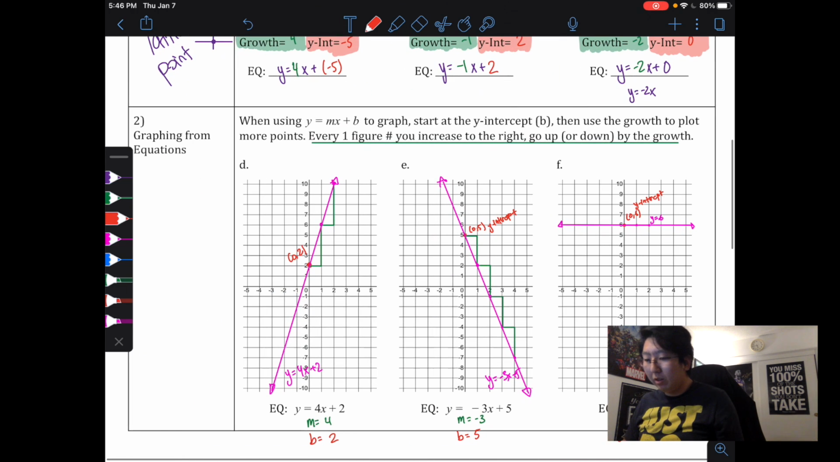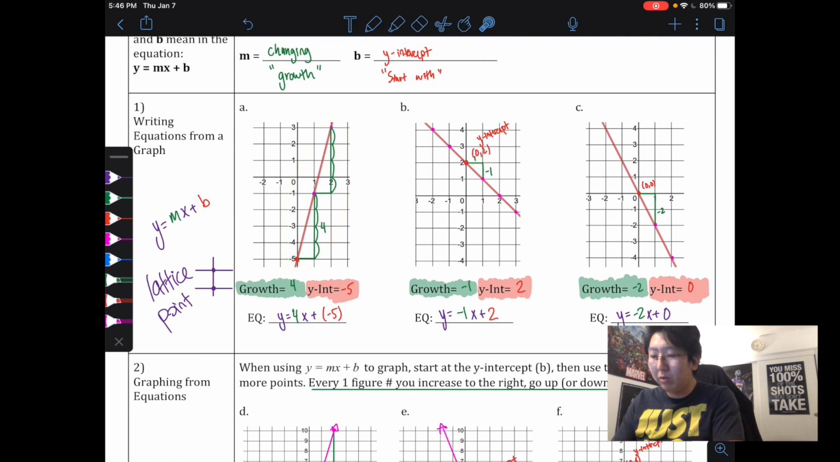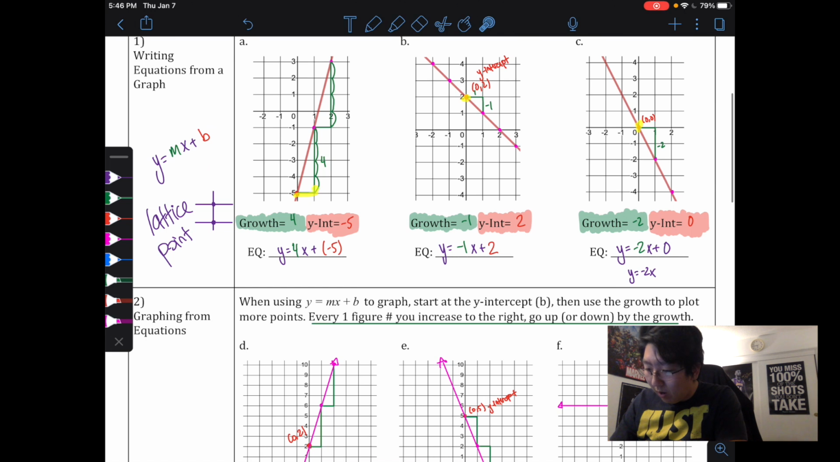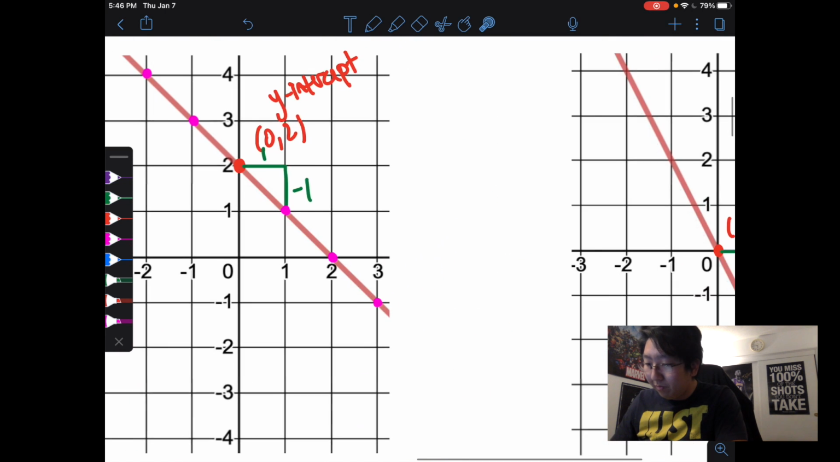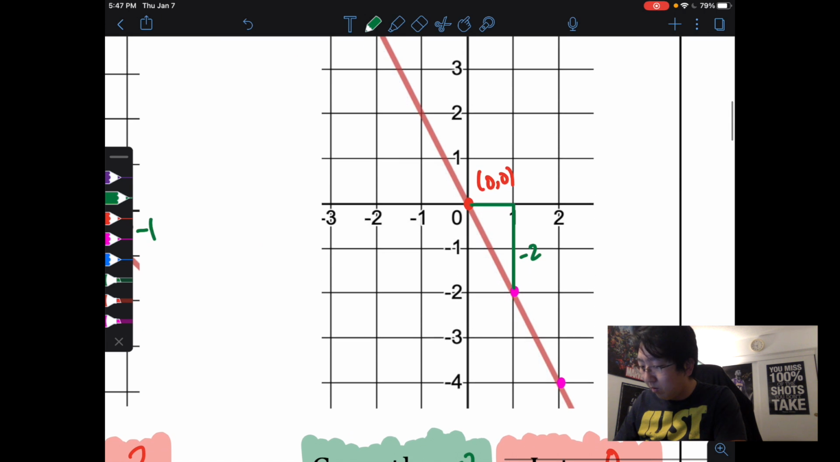Okay, so now we know how to find a rule given a graph. We look at the graph, we find the y-intercept, so that's key. Knowing where to start your line is key. Okay, I start it here, here, here. And then I know that it goes over 1, up 4, over 1, up 4. This one goes over 1, down 1, over 1, down 1. This one goes over 1, down 2, over 1, down 2. Okay? Just because I didn't do it earlier, I'll just show you. Over 1, down 1, over 1, down 1. Right? Minus 1. This one's over 1, down 2, over 1, down 2. Wow, that's ugly.